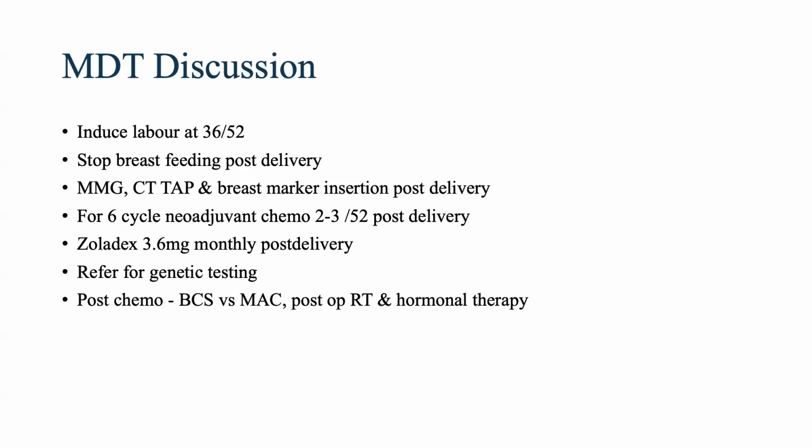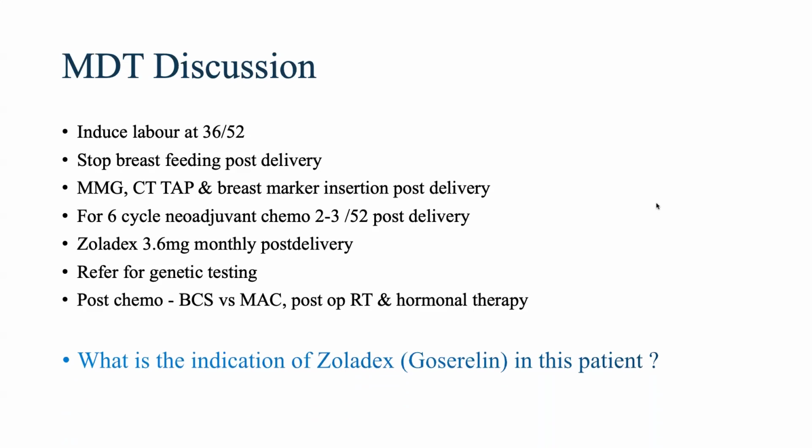Okay, then we had the MDT. We agreed to induce at 36 weeks, stop the breastfeeding post delivery, and then do mammogram, CT and breast marker after delivery, and 6 cycles of neoadjuvant chemo 2 to 3 weeks after delivery, start Zoladex after delivery, and genetic testing. Post-op, we plan to assess again. So that's the progress. Any comment?